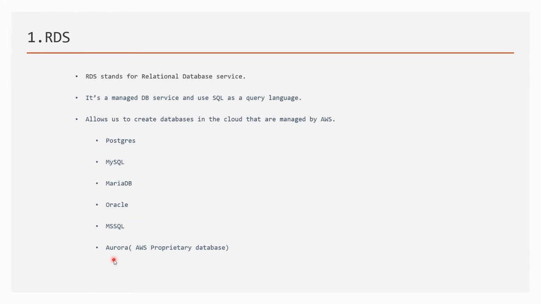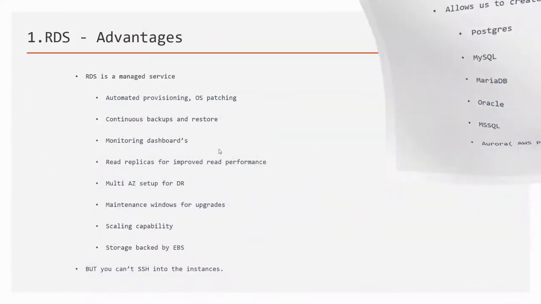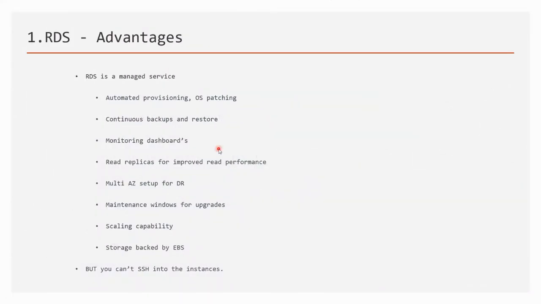And there is a special offering from Amazon called Aurora, which is the Amazon proprietary database. More or less, it resembles MySQL or PostgreSQL, maybe with a little bit more functionality provided by Amazon. That is all. But our discussion is on RDS, the relational database service. So then, what exactly is the benefit of using RDS?